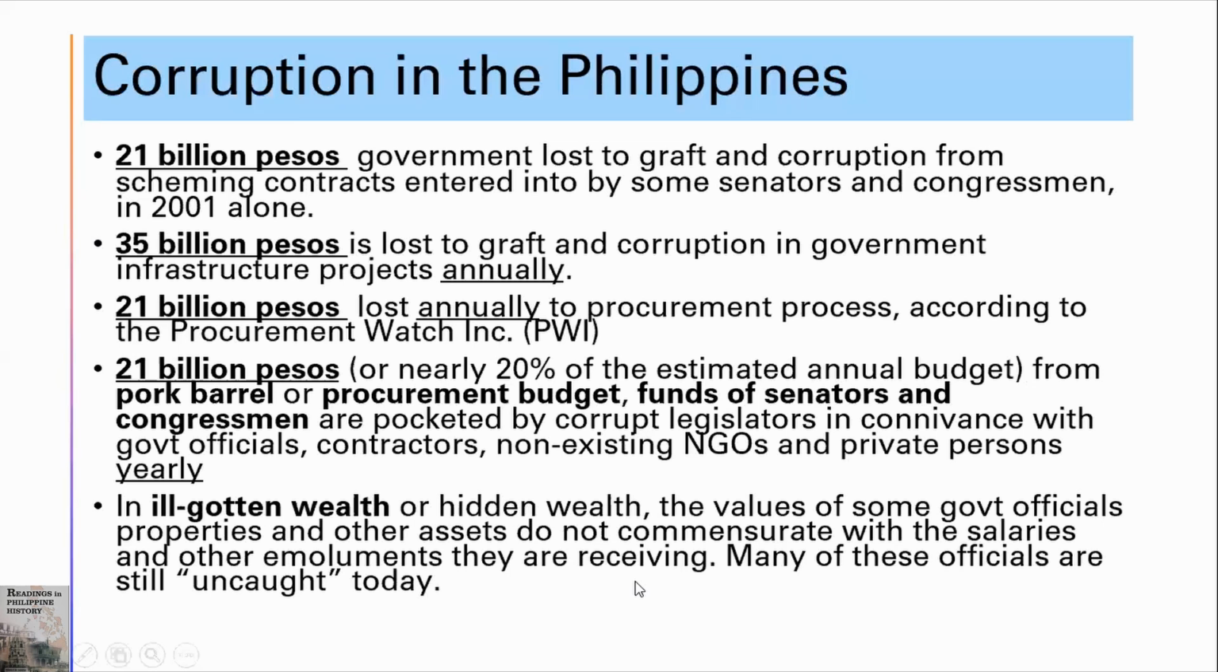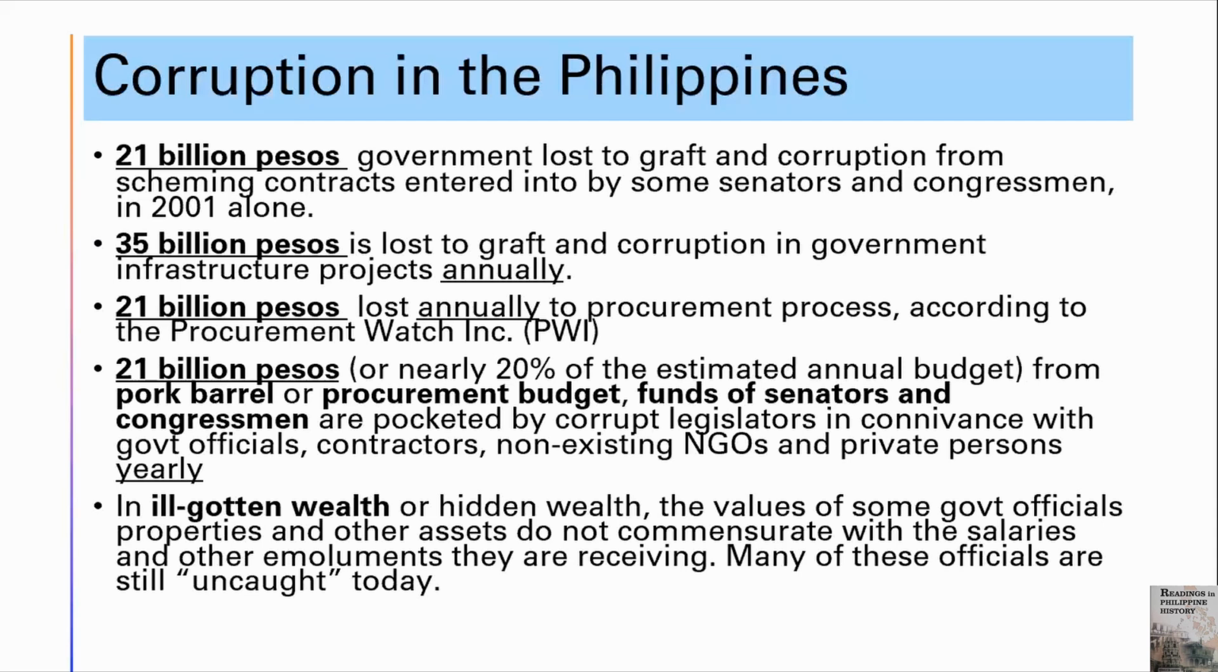Because there are many politicians who don't have any other sources of income but being, say, congressman. How much does a congressman earn monthly? Let's say 70,000 or maybe 100,000. But that can't afford a resort. How can these politicians manage to make such infrastructure? So those are the questions. Asa gika ng kwarta? It's ill-gotten wealth.